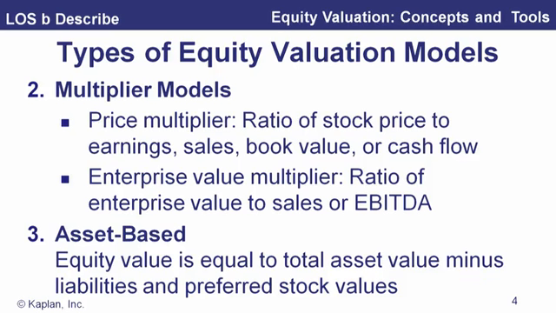Our third type is an asset-based valuation model, where the equity value is equal to the total asset values of all the firm's assets minus its liabilities and the value of its preferred stock, its preferred equity. And we'll use that mainly for a company that's going into liquidation. Because typically we know, at least any successful company, has a market value that's greater than the net value of its assets.